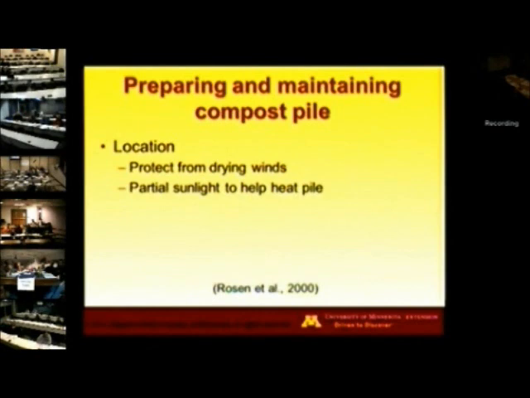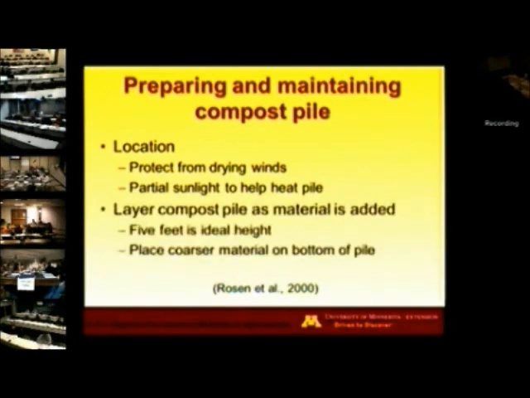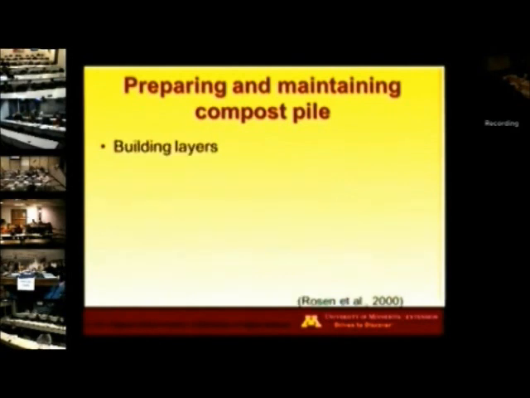So where should you locate your compost pile? One, I'd recommend protecting it from drying winds, and I would also at least have it in partial sunlight, because that's going to help heat your pile. Now when you start preparing your compost pile, you're going to start putting it in layers, and we'll go over that in just a minute. Your ideal height is 5 feet, and you want to place coarser material on the bottom of the pile, and again you're building in layers.